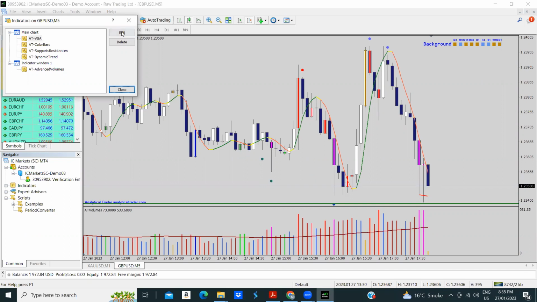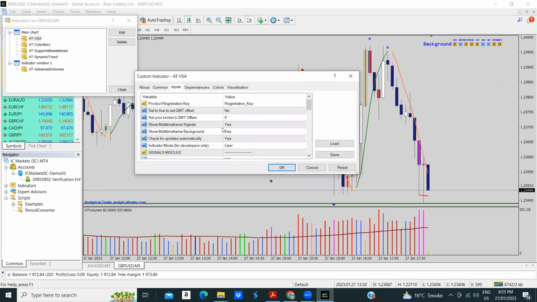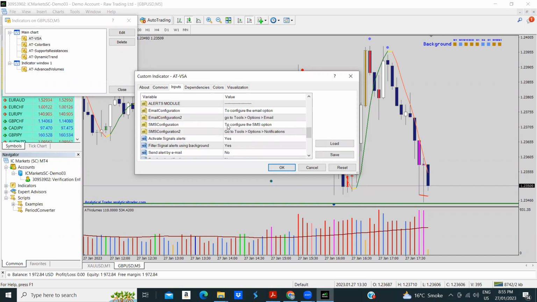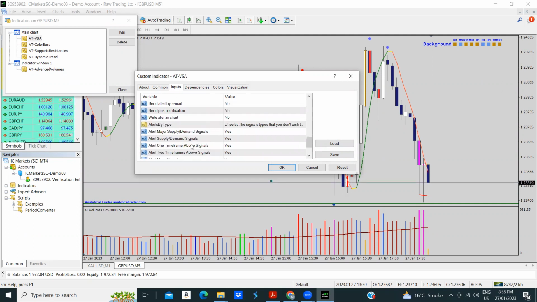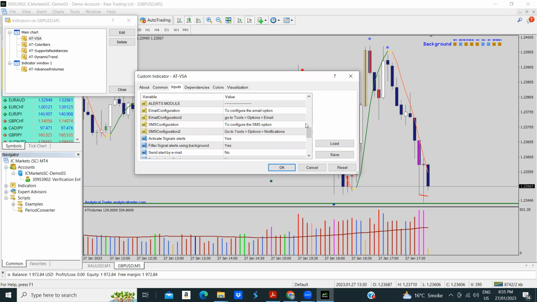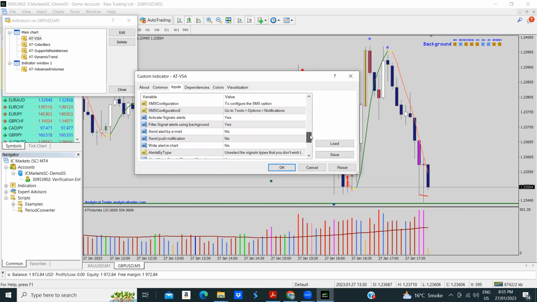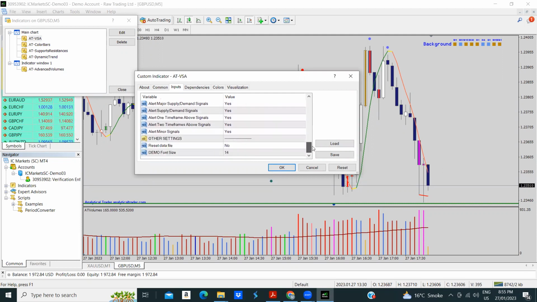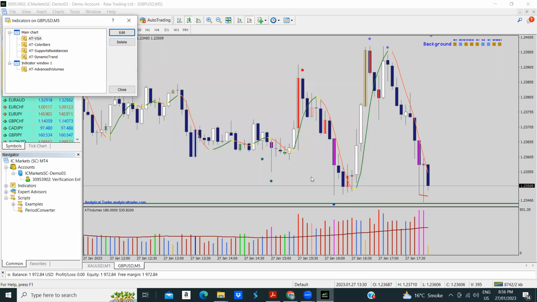So let's go to the edit settings. Here you will see the background color; you can change the background color. Very weak background, strong background, according to your own preference. Got it? Now filter signal alerts using this one. Yes. Send by email alert. Okay, you can send alerts by this one. Push notification. Write alert on chart. If you select yes, then the alerts will be shown on the chart. Got it? You can also change the font size. It's all settings here.